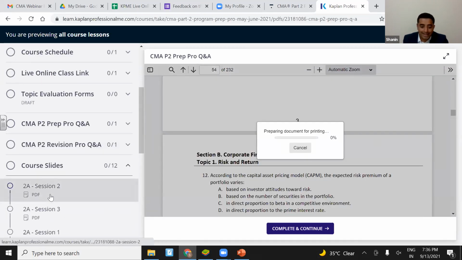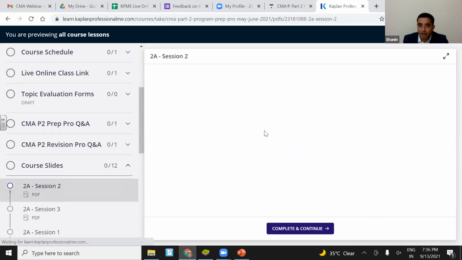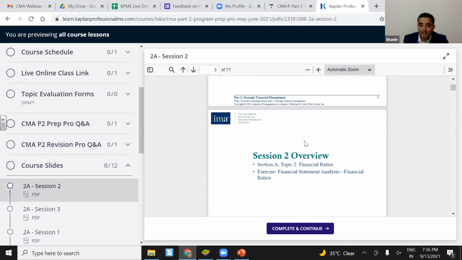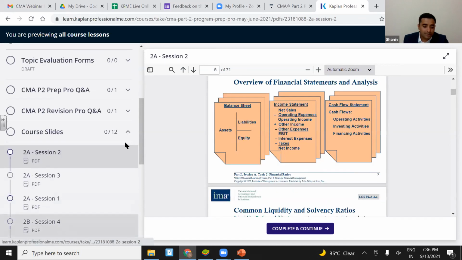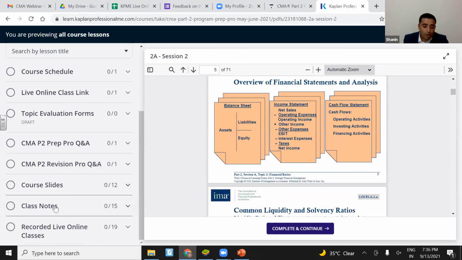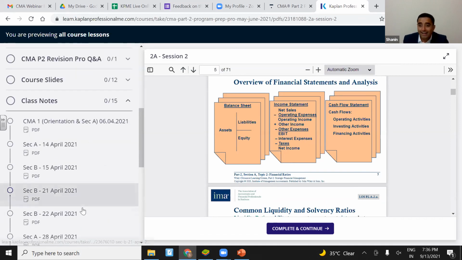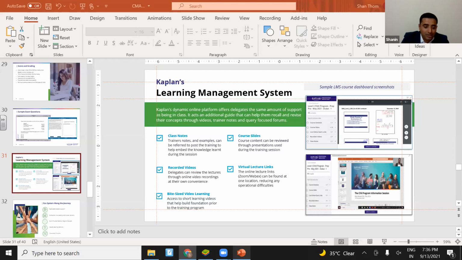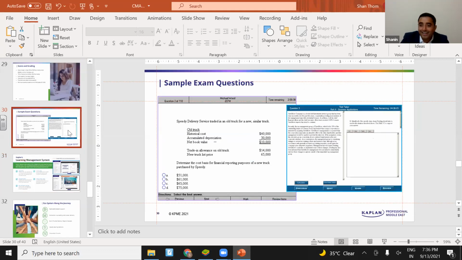Similarly, you have the course slides. The slides that we use are uploaded here. The Wiley slides are here. Then all the class notes. Now this is one of the USPs. When a trainer is teaching, he's not just teaching from the slides, as you would have seen me, even when I'm going through these presentations, I'm so used to writing.